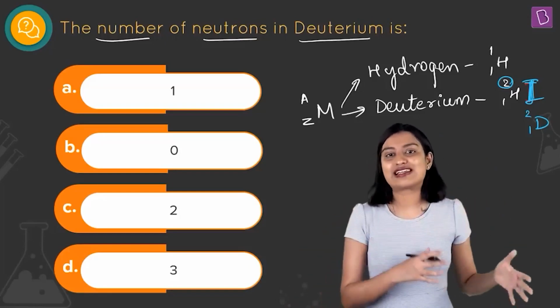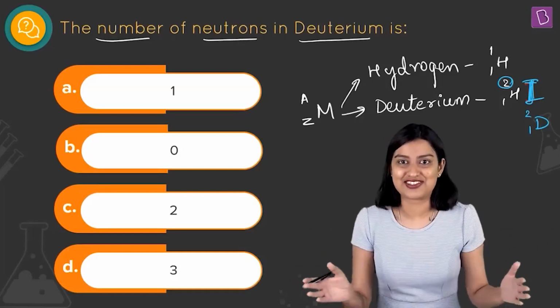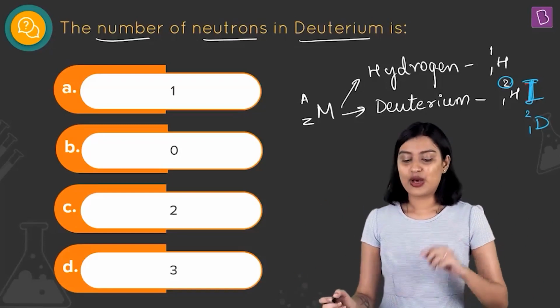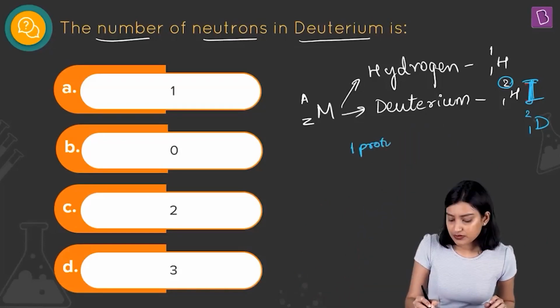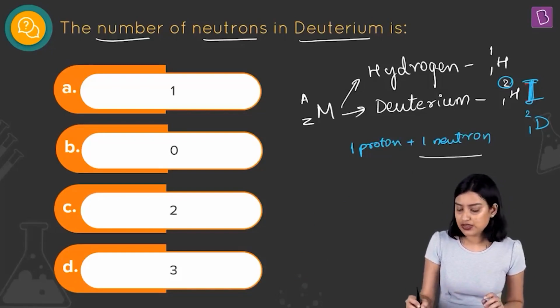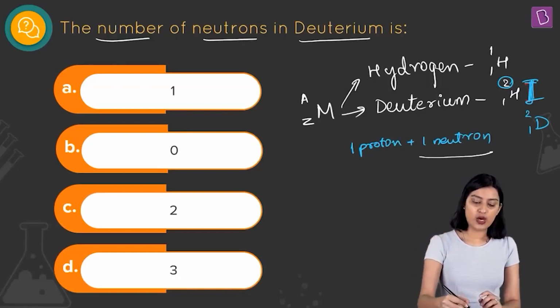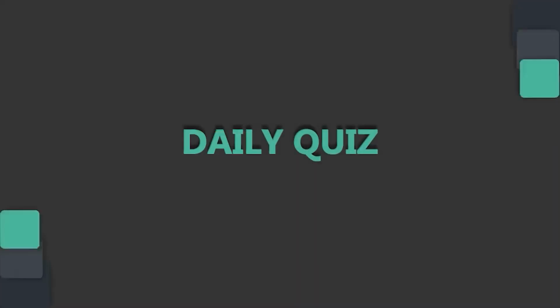Right now we're investing our time in getting to know hydrogen and all of its brothers and sisters. So yes, here you have deuterium, in which case you have one proton plus one neutron in the nucleus. The question is asking you for the number of neutrons, which is 1. So 1, as suggested in option A, is going to be the right answer to this question.